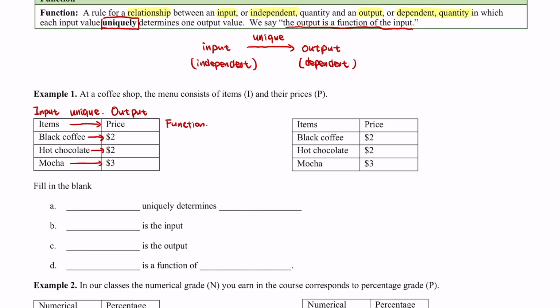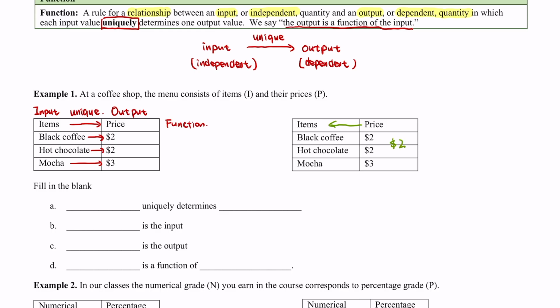Okay, and then I will double check the backward direction. How about if we go from price back to the item? Is that a function or not a function? Or is the relationship unique or not unique? Okay, so I look at the price. I can see two different numbers. The price can be either $2 or $3.